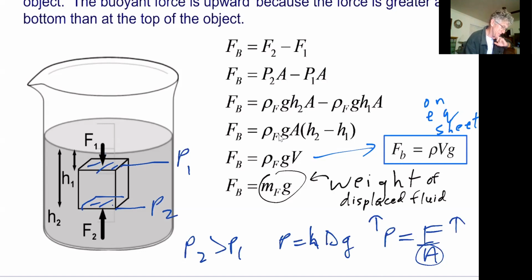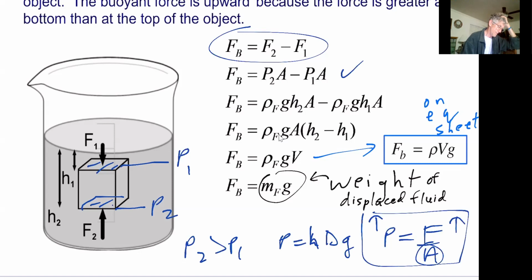Okay, how do they do this up here? So the buoyant force is equal to the net force. F2 is positive, F1 is negative, so you add those. F1 is negative because it's going down, if you want to do it that way. Then right here, they just changed it to using this equation, F equals P times A, right?